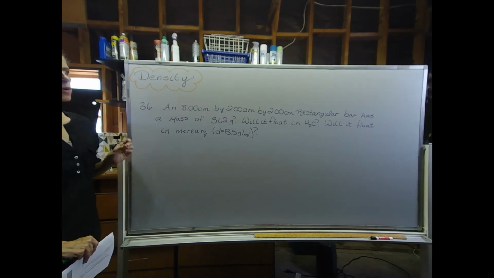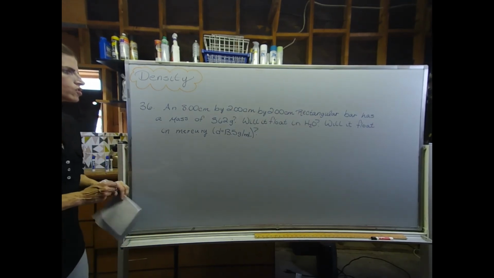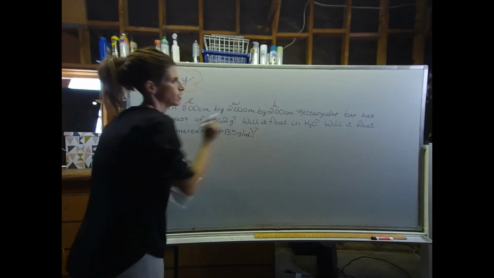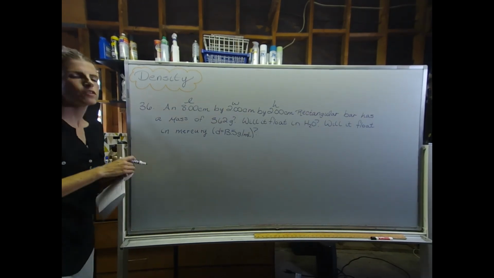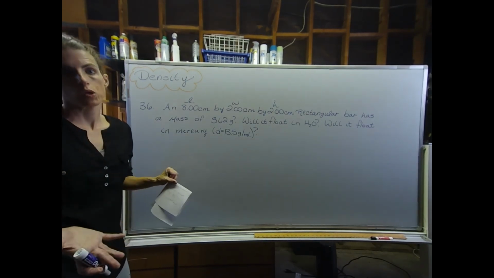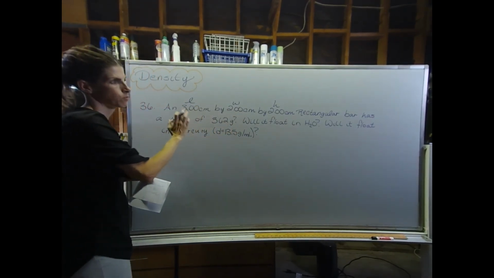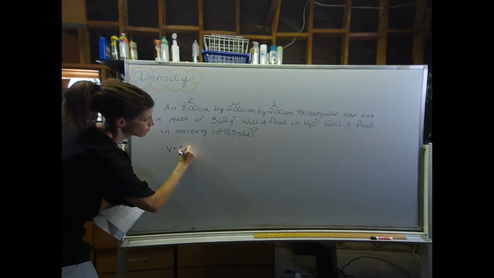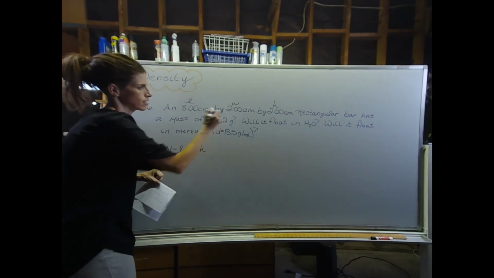So it seems like we're given the length, the width, the height of a rectangular bar. So I know that I can use these dimensions to calculate volume, and then they give us mass. The question is, will this rectangular bar float in water? So the only way to determine if something's going to float in water is to know its density. So given the dimensions of the rectangular bar, I can calculate its volume. And then I also have its mass, so I can use the volume with the mass to calculate the density.